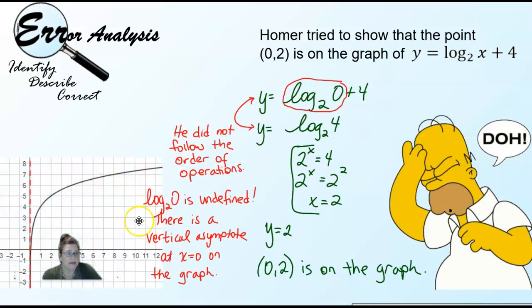Okay, so if we take a look at Homer's mistake, here he did not follow the order of operations. We have to evaluate the log expression, log base 2 of 0, before you can add 4. This 0 is the argument of the log function, so that has to be evaluated before addition and subtraction, which is last in the order of operations. And the log base 2 of 0 is undefined. You can't take an exponent on a base of 2 and come up with an answer of 0, because 0 is a vertical asymptote. So this point 0, 2 is not on the graph of log base 2 of x plus 4.